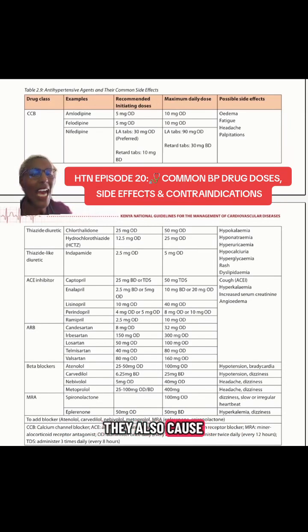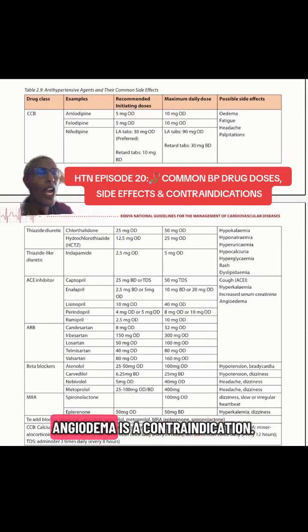They also cause a dry, irritative cough. Your patients keep coughing. They have to keep clearing their throat. Remember, they can also increase the creatinine. And another major side effect is angioedema. So any patient with a history of angioedema should not be put on ACE inhibitors. Those will present with swelling of the eyes, can have swelling of the lips, and also the tongue, angioedema.